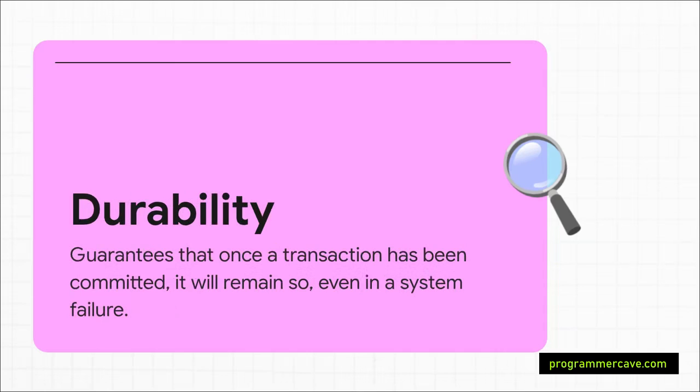And finally, we have D for durability. This one's pretty simple, but absolutely vital. It just means that once the database tells your application that a transaction is complete and committed, that data is safe. It's permanent. Even if the server crashes a millisecond later, the data is still there, usually thanks to something called a write-ahead log. When your Go code calls tx.Commit, you are putting all your faith in this guarantee.